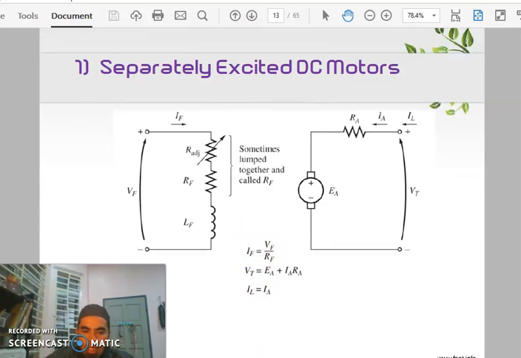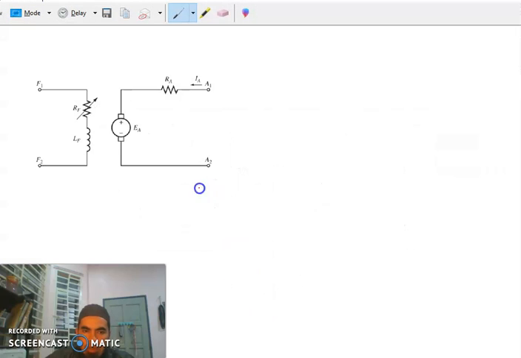So let's say we are looking at this separately excited DC motor. This is the simplified circuit of your separately excited DC motor. We have a terminal voltage VT, and we have VF, the voltage to the field circuit, and VT to the armature circuit, which come from different voltage sources.